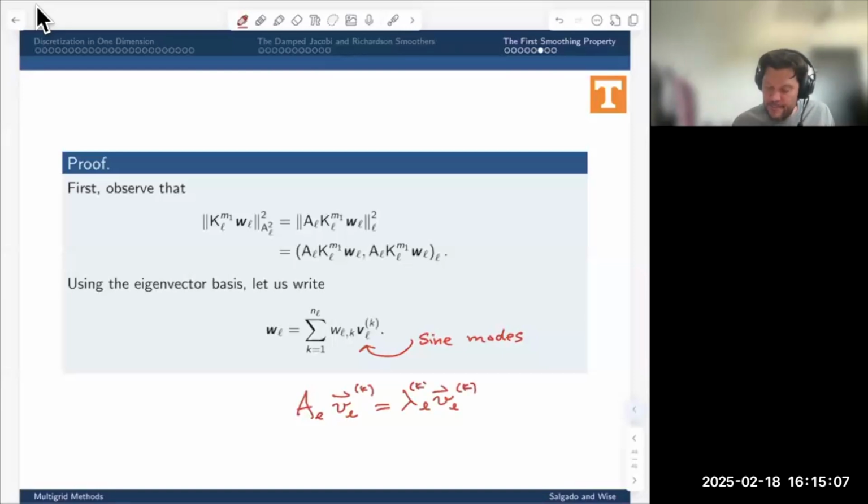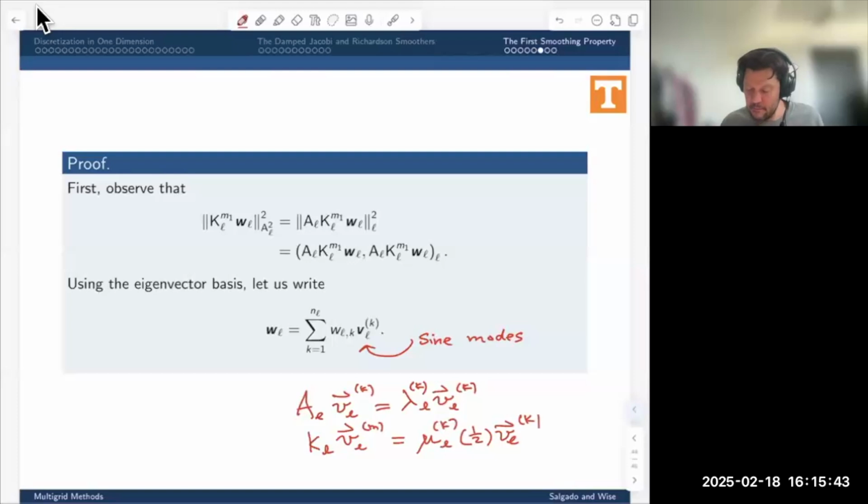Actually lambda K. And similarly, if we multiply the KL matrix times VL, we argued that for the Richardson smoother, its error transfer matrix has the same eigenvectors. And we called those eigenvalues mu LK. And of course, if you look back and see what mu is, it's a function of omega, but we're choosing omega equal to a half. And so we have that.